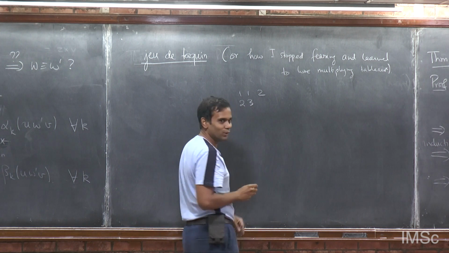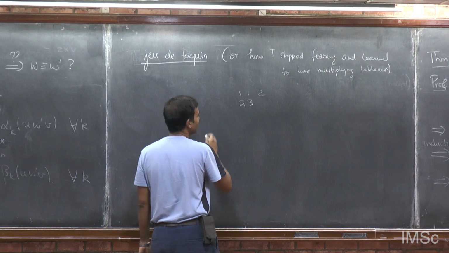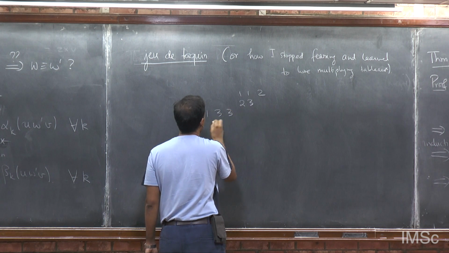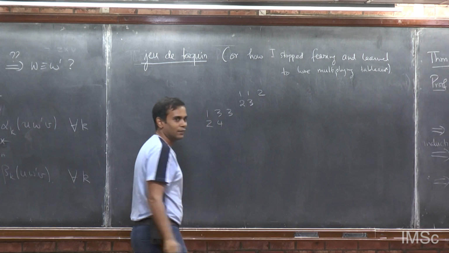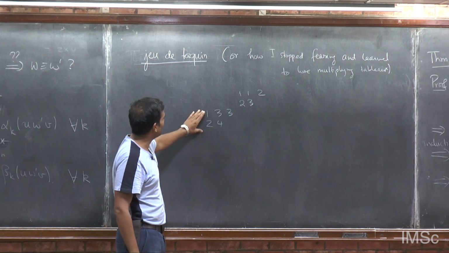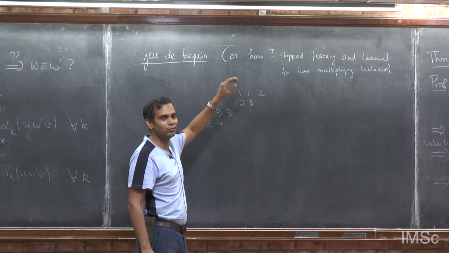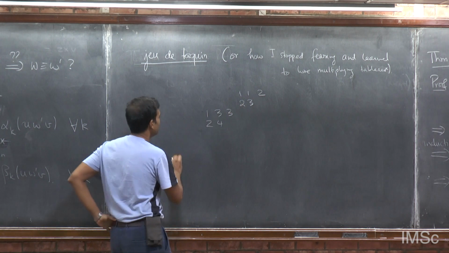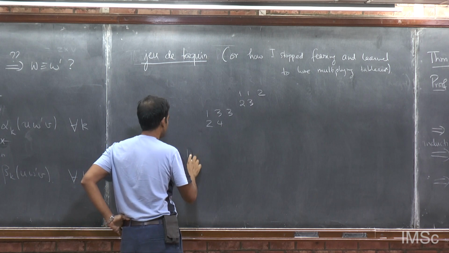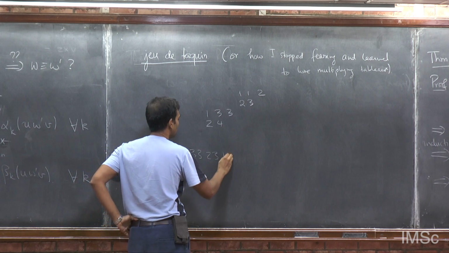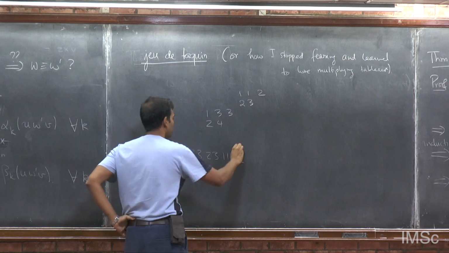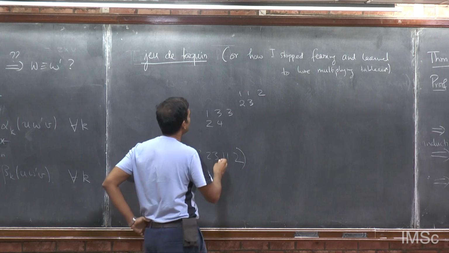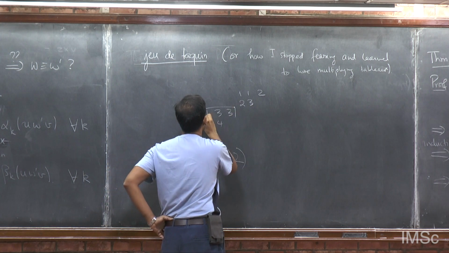So I have this tableau, and I want to multiply it with another tableau. This tableau comes first and this one comes second, and I want to find their product. One way to do this would be to write the word 2 4 1 3 3 2 3 1 1 2 and compute P. Okay, but that seems very boring. What I'll do is I'll play this game called Jeu de Taquin.